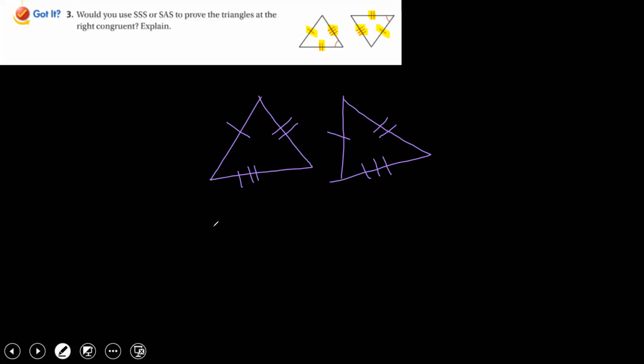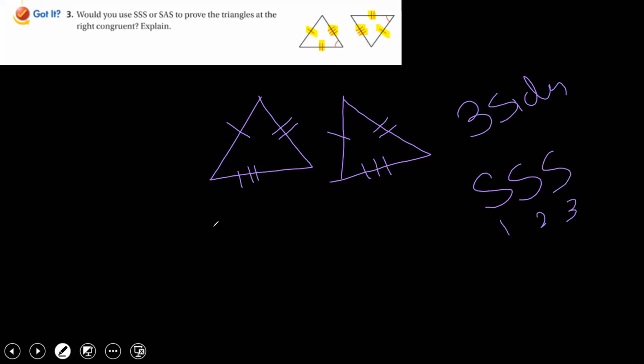Yes. Okay, so how many sides did you have here? They are congruent. Three. Since we have three sides, we'll use SSS. That means side 1, side 2, side 3.